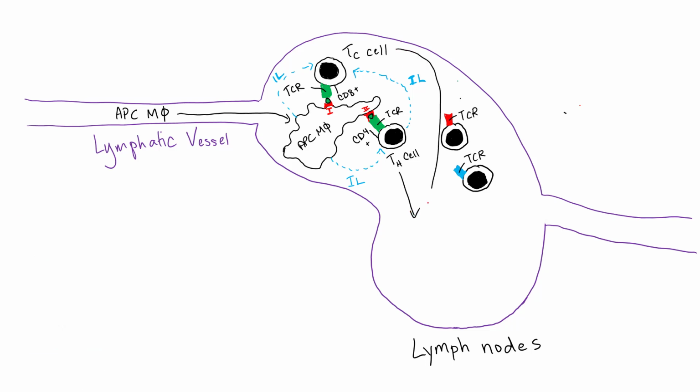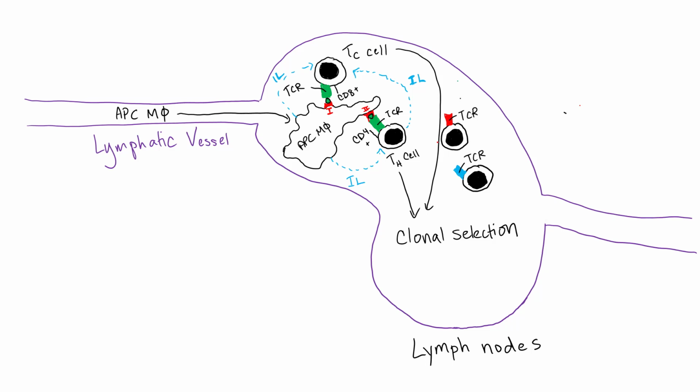Okay, so the TC cell and the TH cell, we call this process, by the way, clonal selection. We've selected here for the specific T cells that we need to fight this infection. Notice we also have other lymphocytes in the lymph node, but they are not called into action for this particular attack because the TCRs on this lymphocyte and this lymphocyte do not recognize or bind specifically to the particular antigen in this infection.